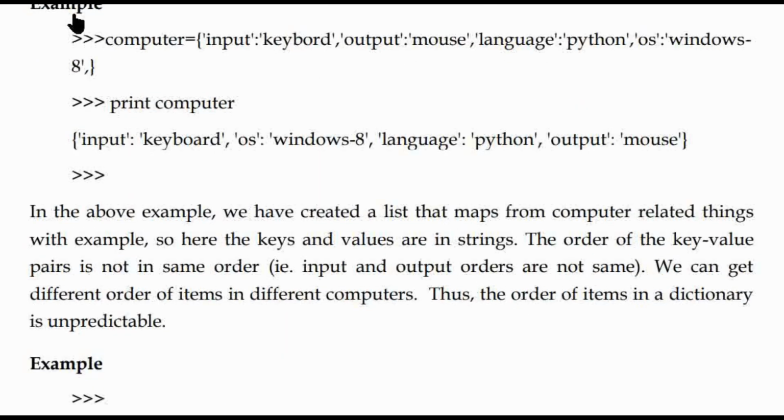Let's take one example. Computer, it is a dictionary. Input, keyboard, output, mouse, language, Python, OS, Windows 8. Print computer. Computer is a dictionary. So what is printed? Input keyboard, OS Windows 8, language Python, output mouse.